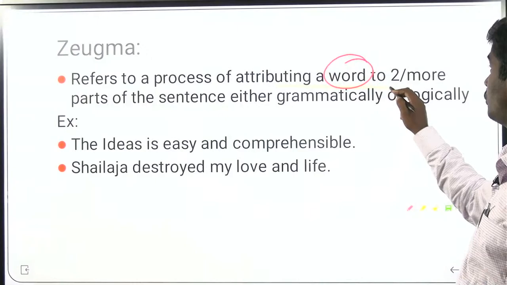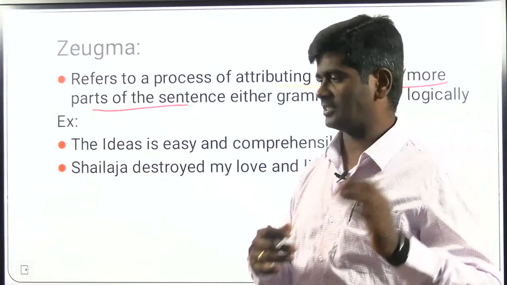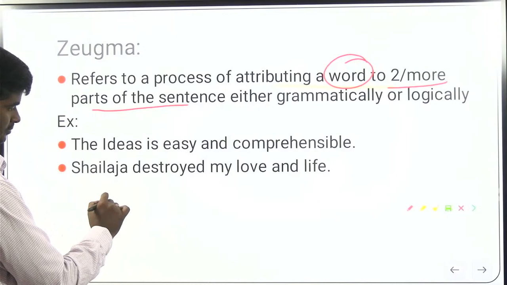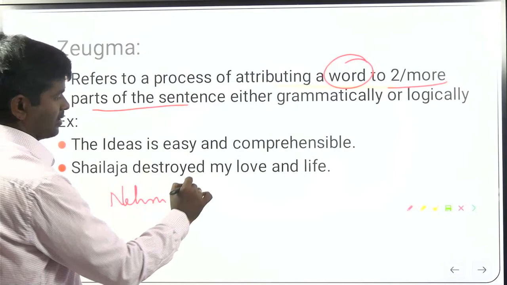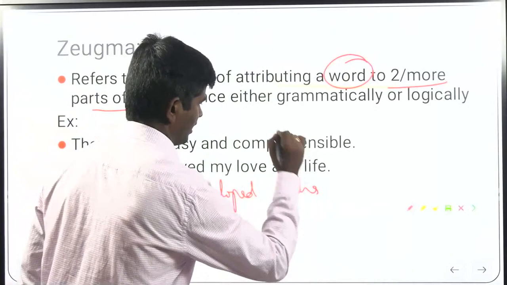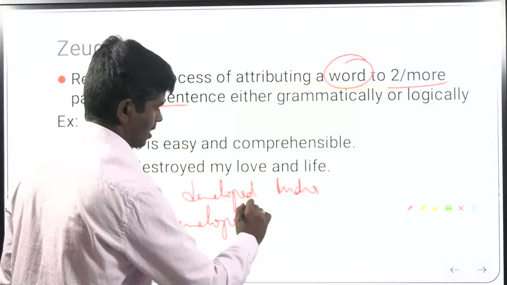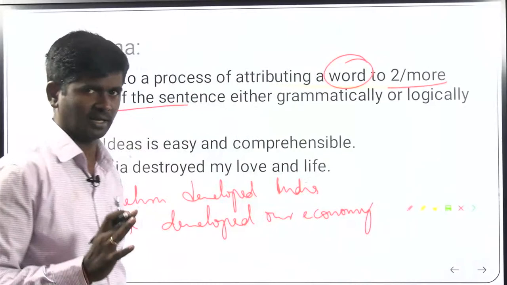It refers to a process of attributing a word to two or more parts of the sentence. One word can be associated with two or more. For example, I can say, Nehru developed India. He developed our economy. I have written two: Nehru developed India, Nehru developed our economy.